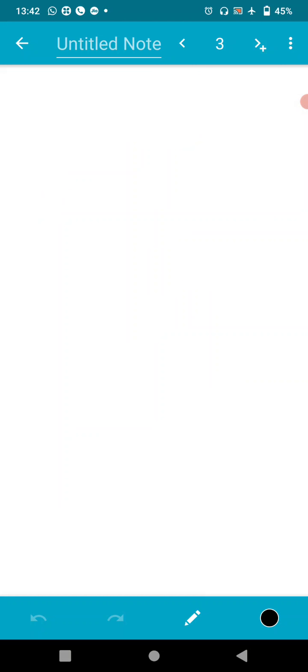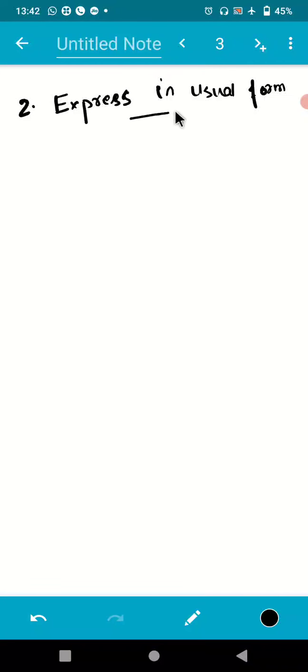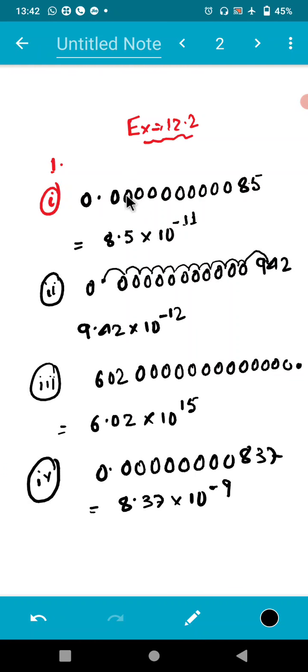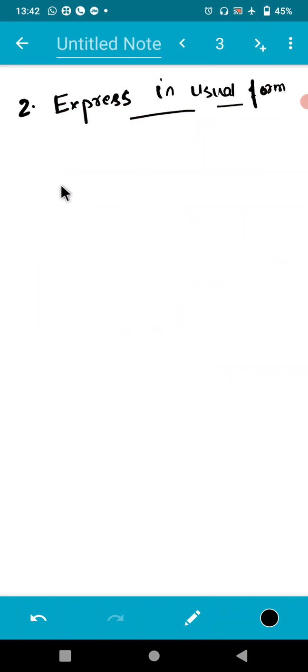Now let's move on to question number 2. In question number 2, you have to express the following in usual form. You will write it down. Now the standard form is given. You have to convert it into the usual form. Fine. So the usual form was given earlier, students. You converted the usual form to a standard form. Now you will just do the reverse in question number 2. So let's see. Sum number 1, 3.02 into 10 to the power 6.